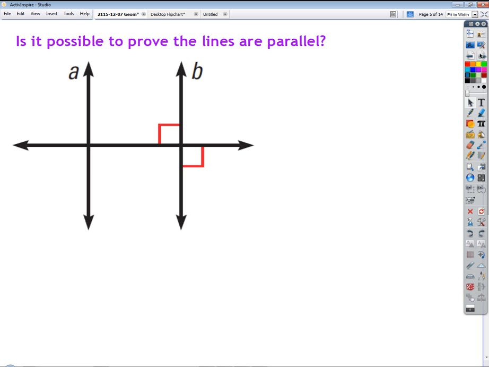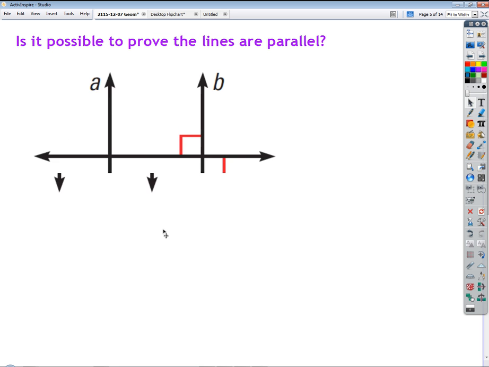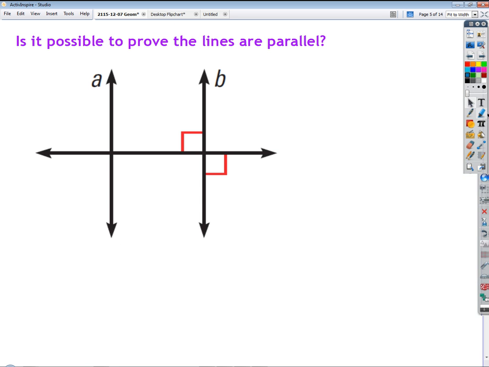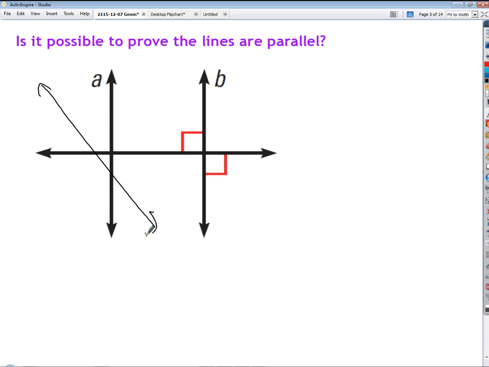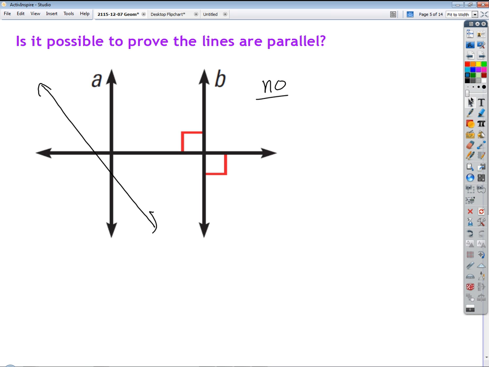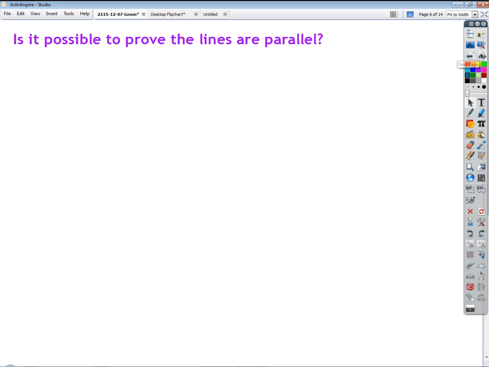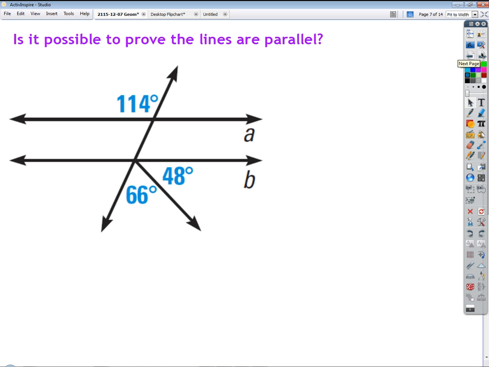We don't know anything about the relationship between A and this line. There's no angle information. So although it looks like they're parallel, they don't have to be. It could be that line A really looks like that. We don't know. It doesn't tell us anything about the angles. So the answer to this one is no. How about that one? Yeah, there was nothing there.